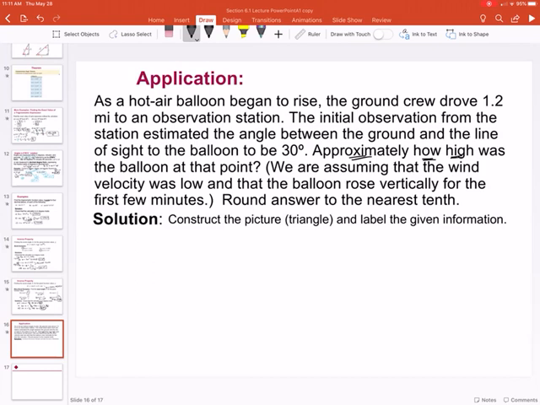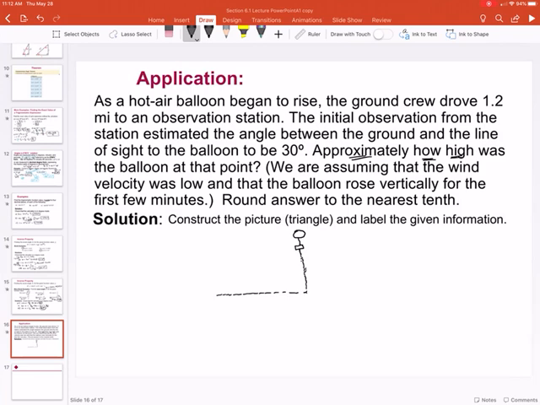So let's construct a picture. We have a word problem, and we want to take this given information and get a visual of it. We're dealing with a hot air balloon rising in the sky. I'm going to draw in the ground here, and then draw this hot air balloon that's rising up in the sky. So here's my hot air balloon.